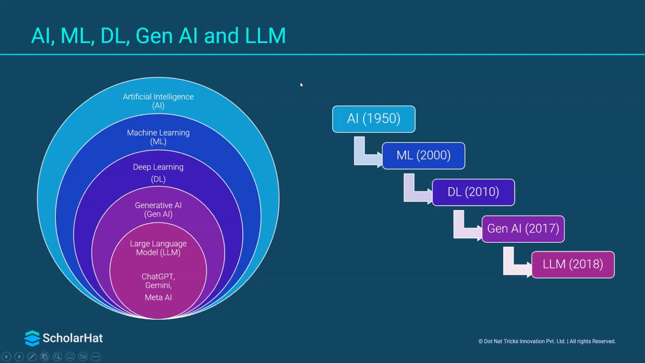AI is not a new term. AI was first introduced in 1950. Then in 2000, ML was introduced. AI came before programming as well, because around the 80s the compiler started to be built, and that came in the 50s. Then in 2010, deep learning came. In 2017, Gen AI came. In 2018, LLM came. So people think AI became popular somewhere around 2022 or 2023.